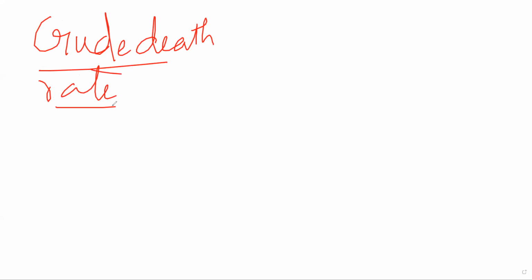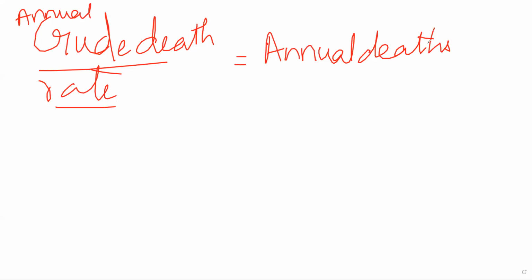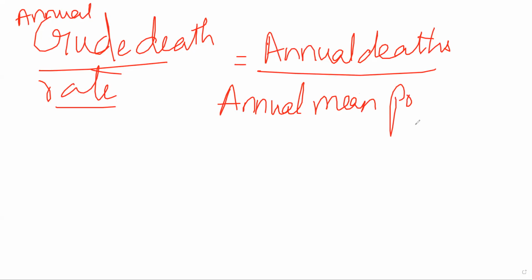Now, crude death rate is very similar to incidence. In this scenario, I can calculate crude death rate for a year, so it will be called annual crude death rate. I will generally calculate death rate for 1 year, meaning in 1 year, how many people have died in total over different populations. So, annual crude death rate is equal to annual deaths divided by annual mean population into 1000.